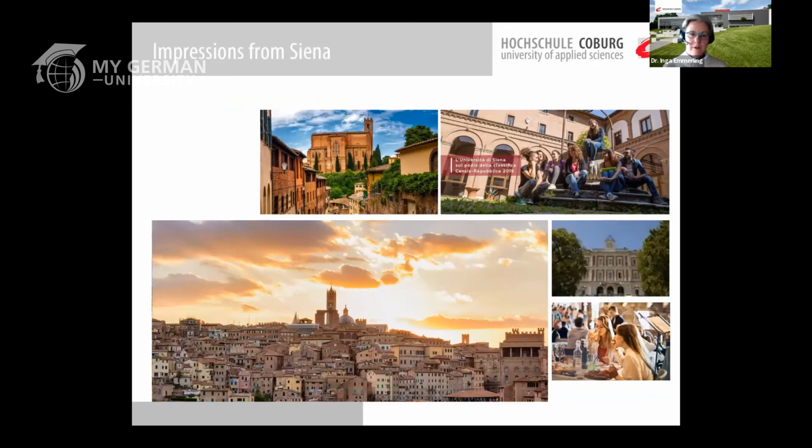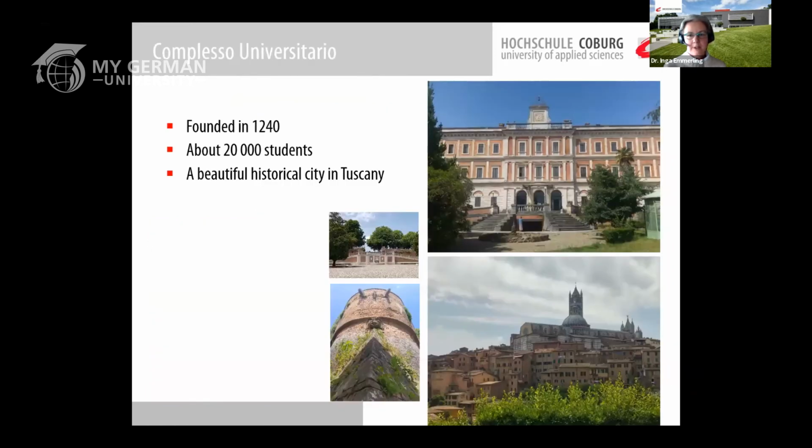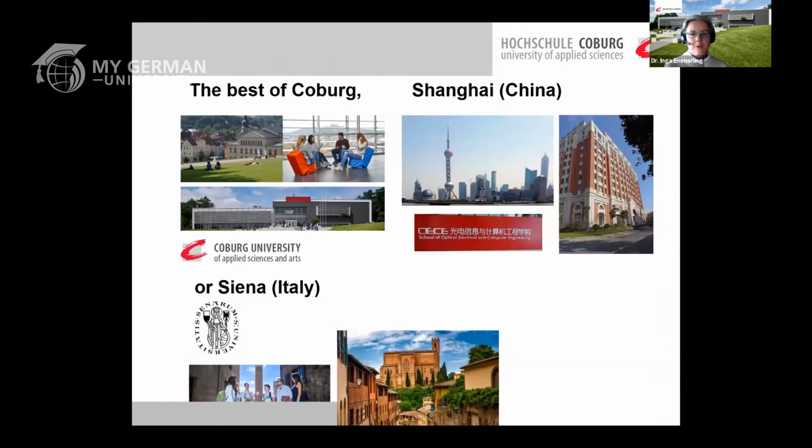Last year, we started a new cooperation with an Italian university in Siena, which is a full-fledged university, and you can get some Italian lifestyle. And this is a very old university. It has about 20,000 students, and it's a very beautiful historical city in Tuscany. So in this program, you can get the best of Coburg, and you decide between Shanghai or Siena.